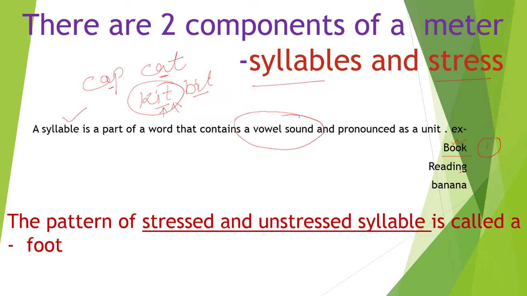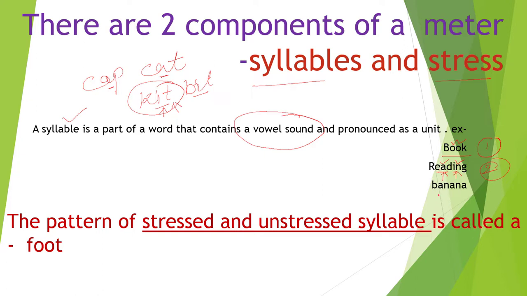In this word reading, we have ea, two vowels, but the sound is one, re. Reading, read. Here in read, we have two vowels ea, but the vowel sound is one, read. Read, ing. This i, this is another sound. So here are two vowels and here we have two syllables. The first syllable is re and the second syllable is ing. So in the word reading we have two syllables.